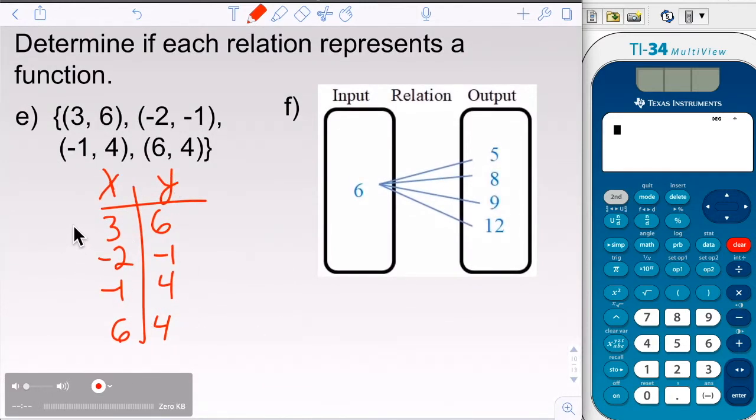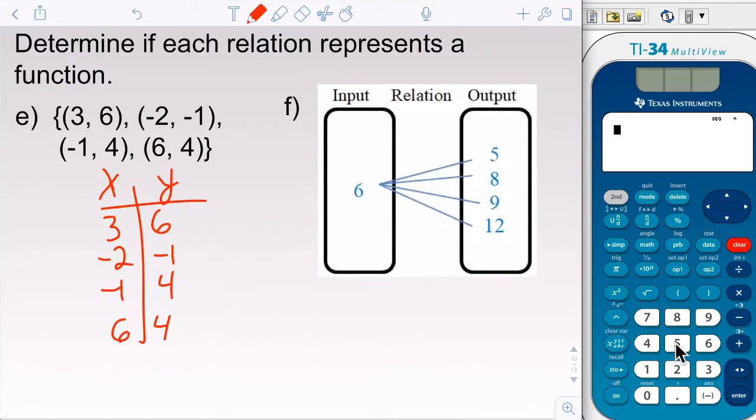And I can look. Do I have any of the same x values being repeated? No. Which means this will be a function, because I only have one of each x value. There's no way I'm going to have two different y values. Yes, this is a function. And again, you can take those points and graph them by hand on actual graph paper. You can use a technology tool like a graphic calculator or Desmos to check yourself.